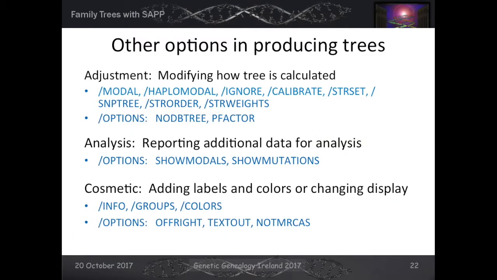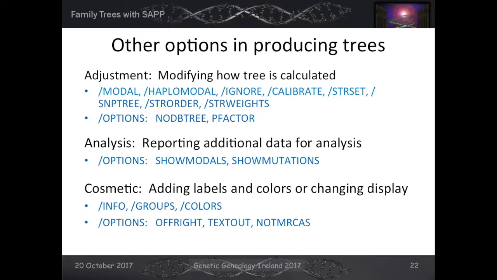There are a lot more options. For those of you who want to play with the details, going back to what James Irvine said during the panel, you want a tool that can give you finer motor control over these trees. If you want to change the STR weighting to somebody else's, because you don't like the ones that it uses, you can put your own in. You can always ignore certain STRs: if you think your CDY AB is causing noise and you don't like how it comes out of your tree, you can tell it to ignore it. You can calibrate the TMRCAs. I'll show you the TMRCAs in a minute.